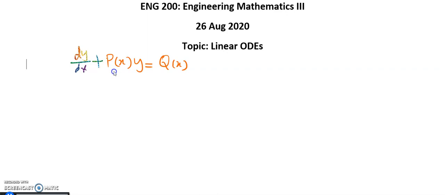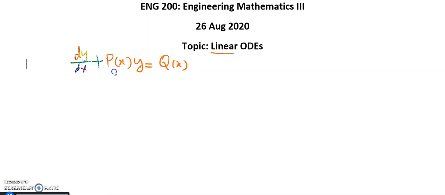Okay, so here you can see that this is the standard form of the linear ordinary differential equation. This equation is linear in terms of y, and that's why we call it a linear ordinary differential equation. In the standard form, the coefficient of dy over dx should be 1. So if you get an equation in which you have some other value there, you have to divide by that value to make the equation standard form.